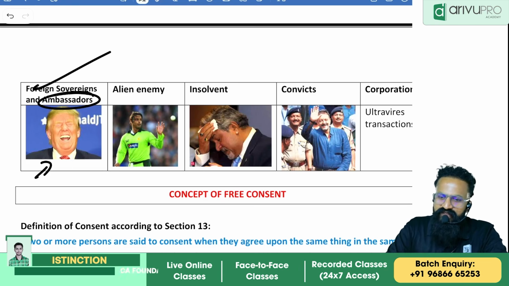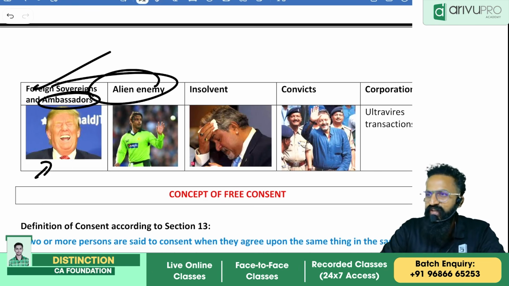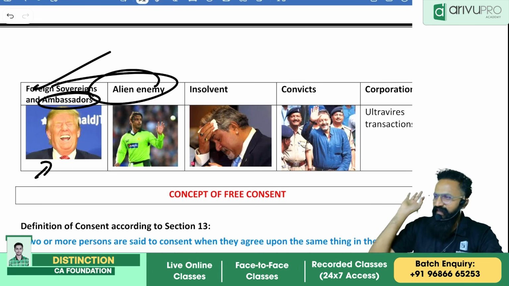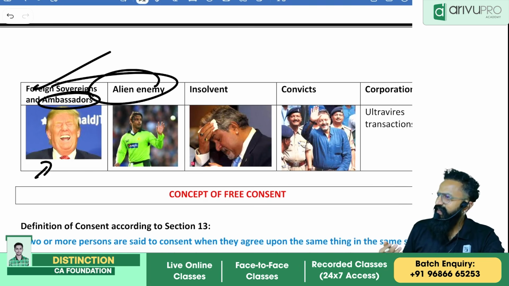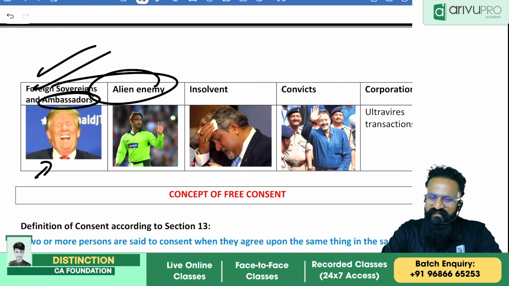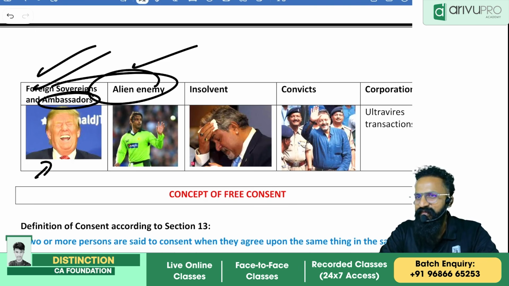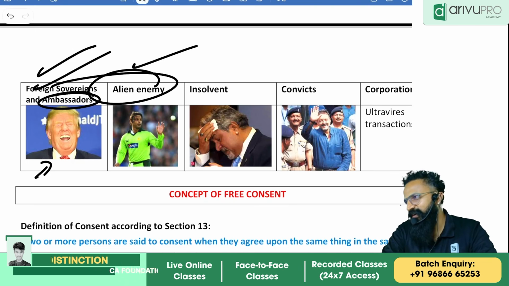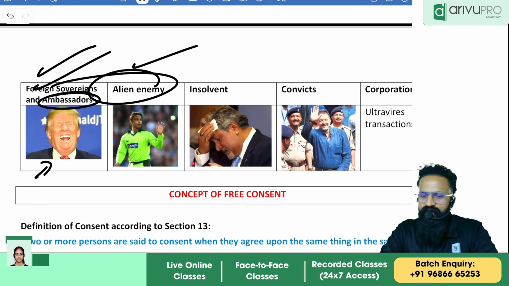Yes? See? You cannot enter into a contract with a foreign sovereign. That is what we had seen in the example, I think, no? So you are not supposed to enter into a contract. Alien enemy: the country with whom we have a war. You cannot enter into a contract with such people.